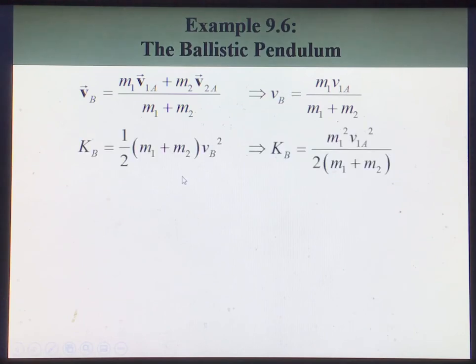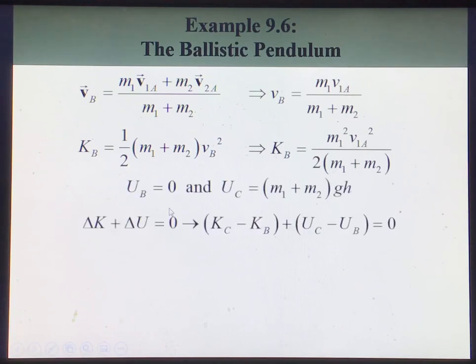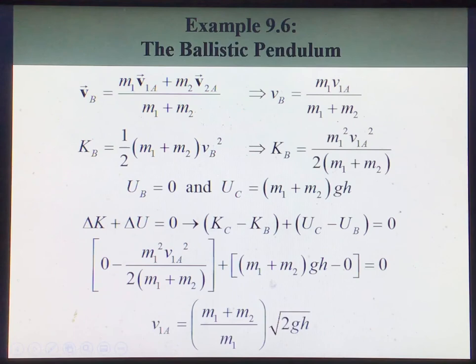Then if I conserve kinetic energy of the system, I can say that the kinetic energy of the system is equal to 1/2 (m1 plus m2) vb squared. And then if we do some conservation of energy right here, we end up with this final equation. We can see that V1A is equal to (m1 plus m2) over m1 times the square root of 2 times gravity times height. So we're saying that the kinetic energy of the system eventually gets converted into the potential energy of the system. So rearranging that equation, I can solve for the final velocity.